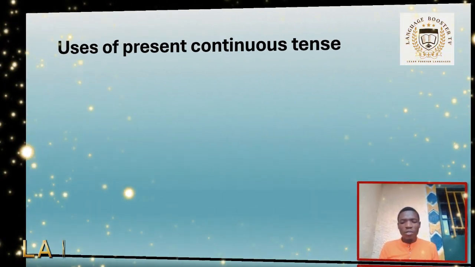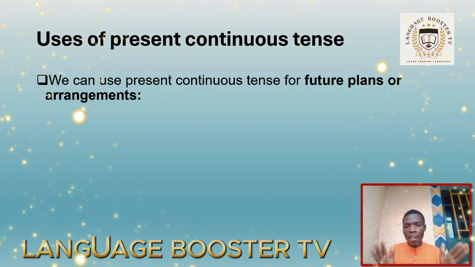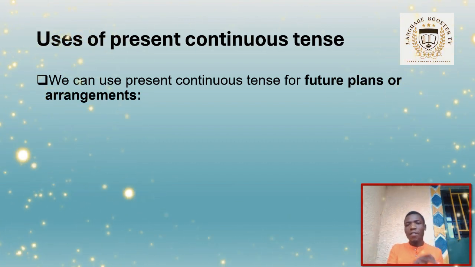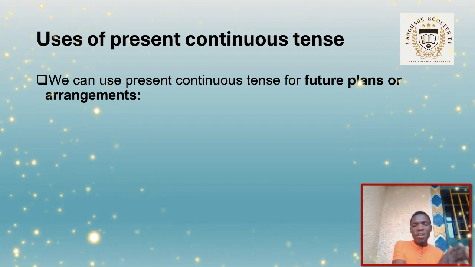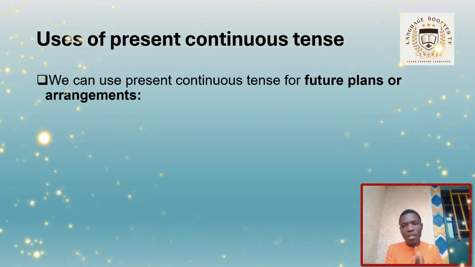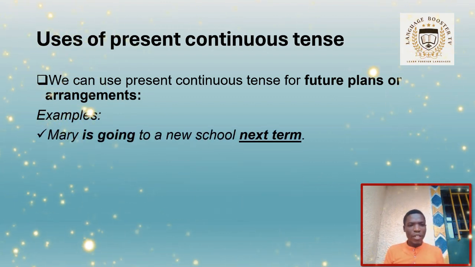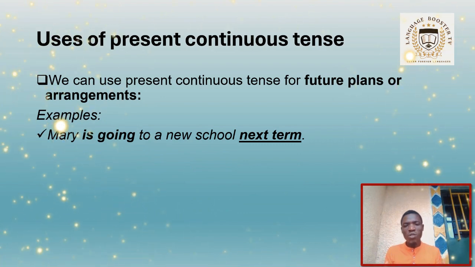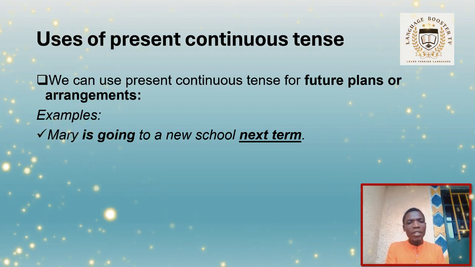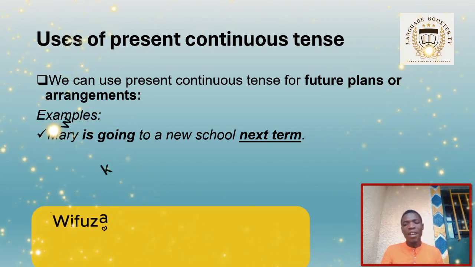Another use is we can use present continuous tense for future plans or arrangements. We have already arranged, set, and planned the future activities. In this case, we can use the future simple tense or we can use present continuous tense. No matter, both can work. For example, Mary is going to a new school next term. It means that we have already planned for Mary to go to the new school next term. That is why we use present continuous tense.